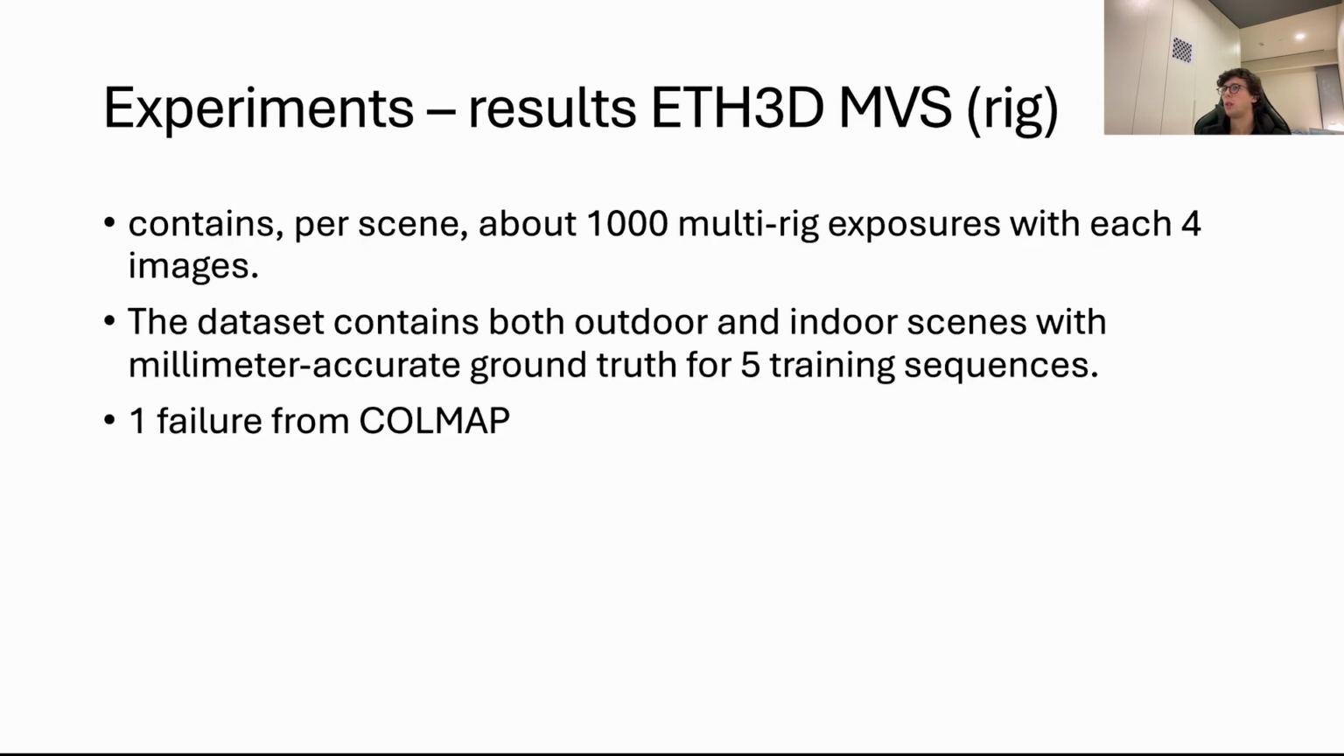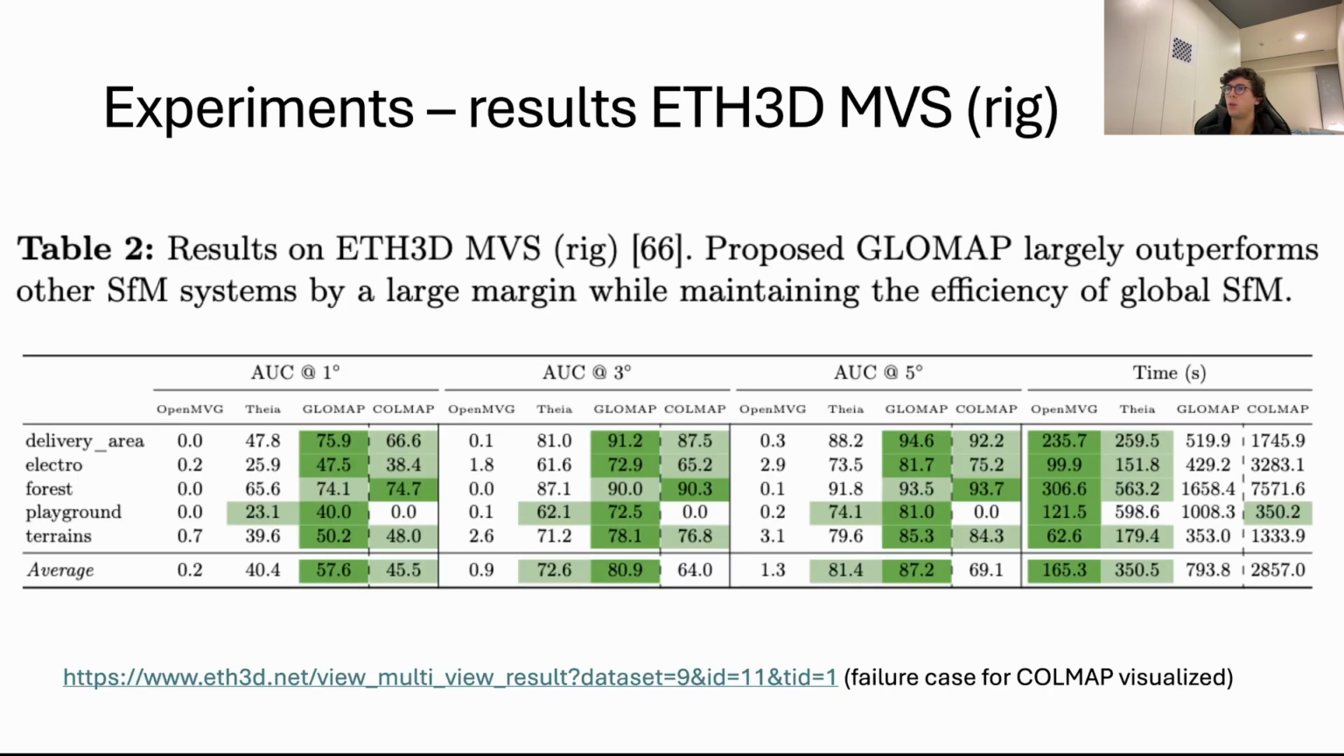Then they also show these are the results, still on ETH. Here also GLOMAP is kind of the leader in accuracy. And then here, basically, the area under the curve is with 1 degree, like the error in the angles with the ground truth. And still here we see that now the gap is closing with COLMAP because there are fewer images.